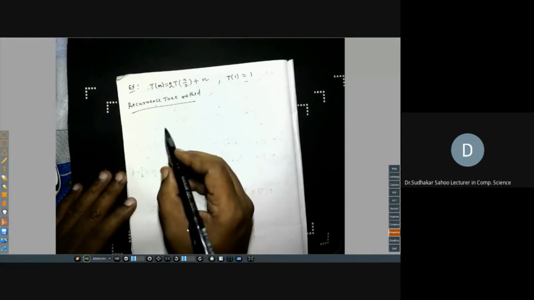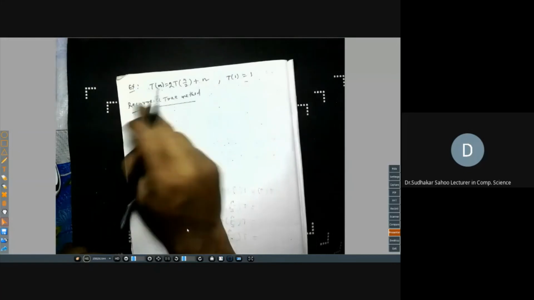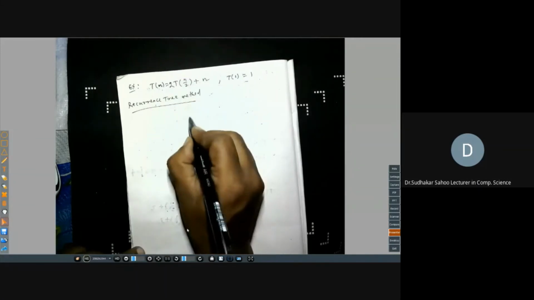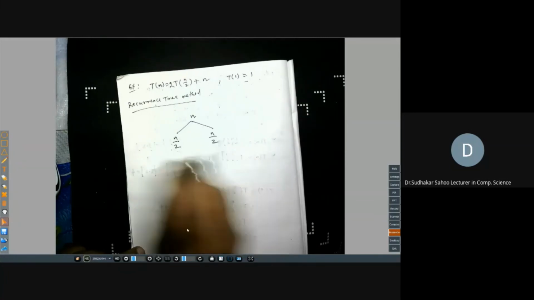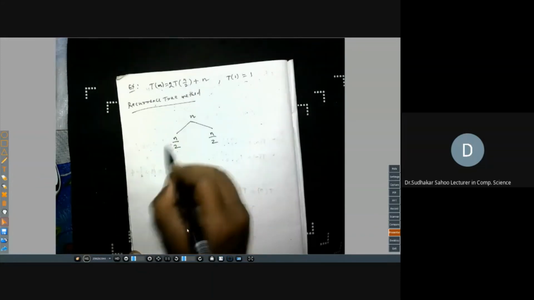So let us discuss what the recurrence tree method is. Suppose we solve this problem using that method. T(n) is T(n/2) plus T(n/2) plus n. What is the significance? When the array size is n, you are dividing into two parts, one of size n by 2, another of size n by 2. T(n/2) plus T(n/2), 2T(n/2). So when array size is n, you are dividing into two sub-problems, each of size n by 2, so the time complexity is T of n by 2.